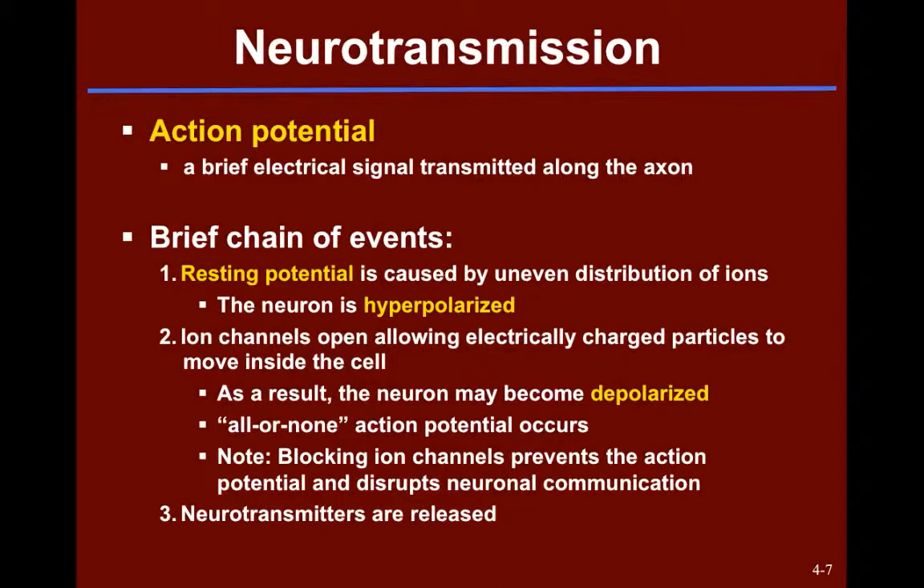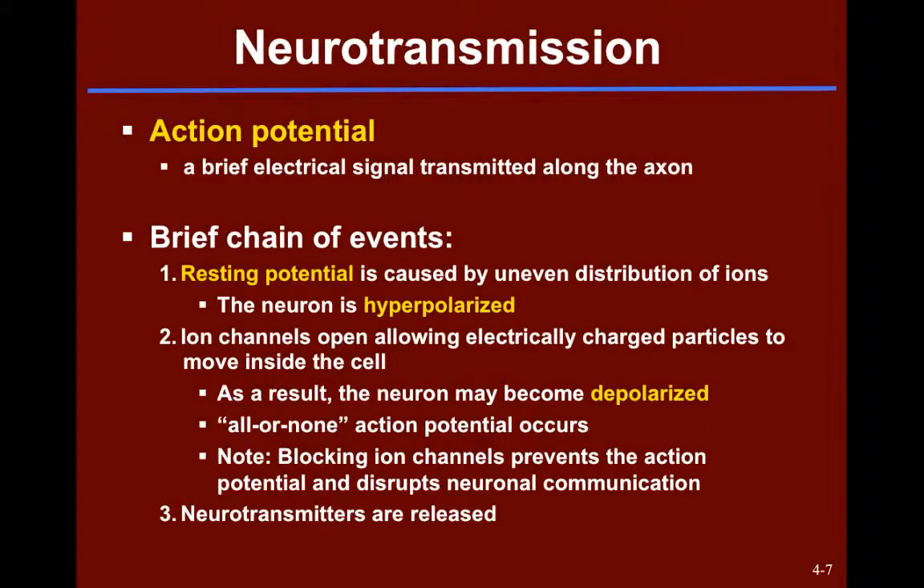So neurotransmission, this is the process by which information gets passed from one neuron to the next. This is one aspect of nervous system function that is really important to understand the effects of drugs on the body. So we're going to talk about an event called an action potential. The best way to describe this is as an electrical signal that gets transmitted across the axon.